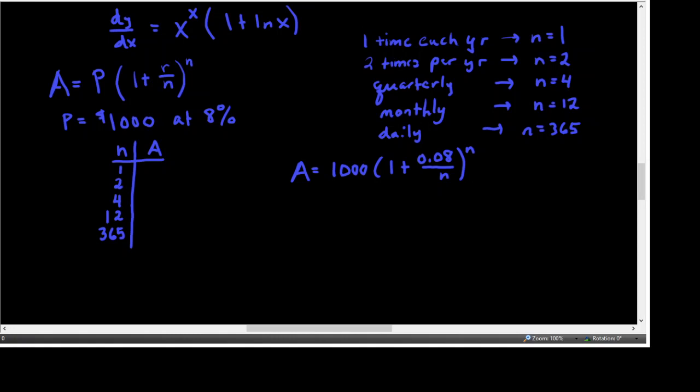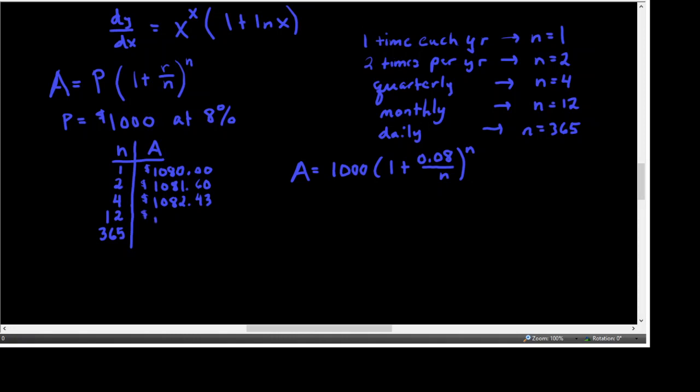So if you do that, and let's round to the nearest cent, so to 2 decimal places. If you compound once a year, it's $1,080. If it's twice a year, that's $1,081.60. And quarterly, that's $1,082.43. So the more often they compound, the better the return is.